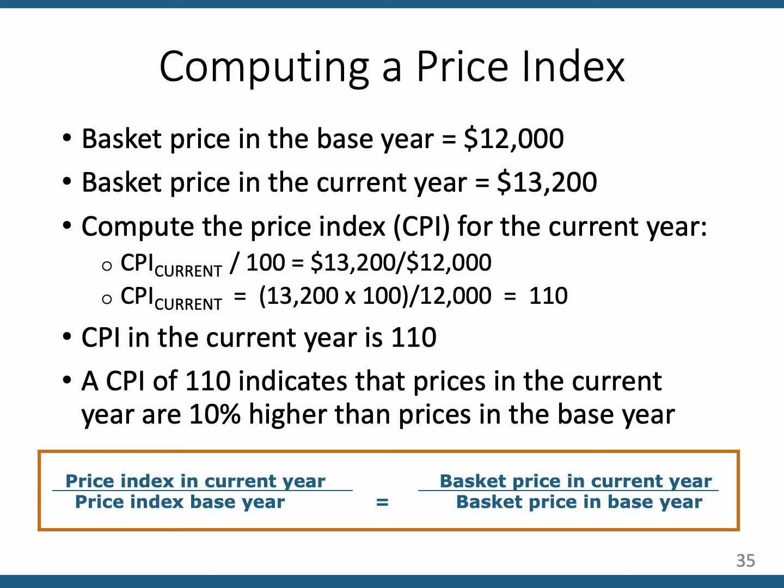That's $12,000. So again, in this formula in the box, it would be the price index that we're looking for divided by 100 equals 13,200 divided by 12,000. If you solve that for the current CPI, then you end up with a value of 110. That is the price index in the current year.